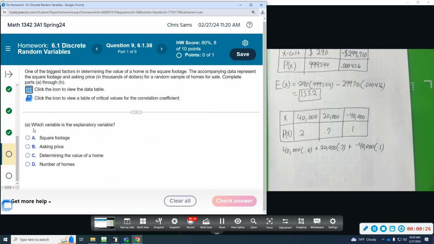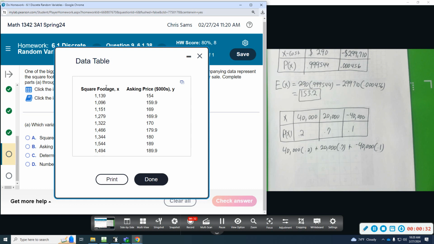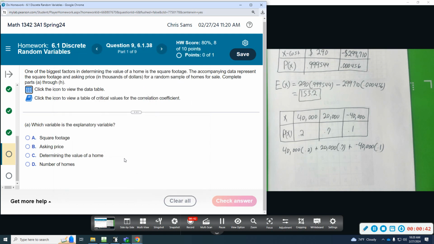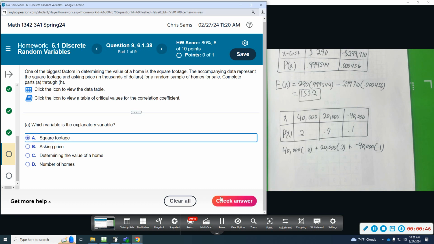And then we want to know which variable is the explanatory variable. So the X is usually the explanatory variable, so the square footage is explaining why the price is what it is. This is kind of reviewing some previous information. The square footage would be the explanatory variable.